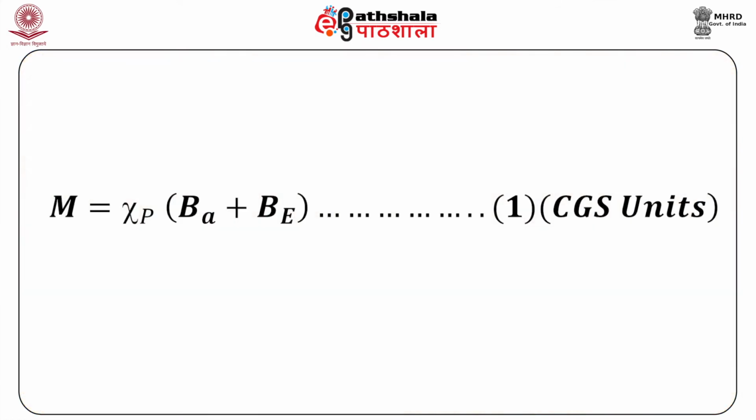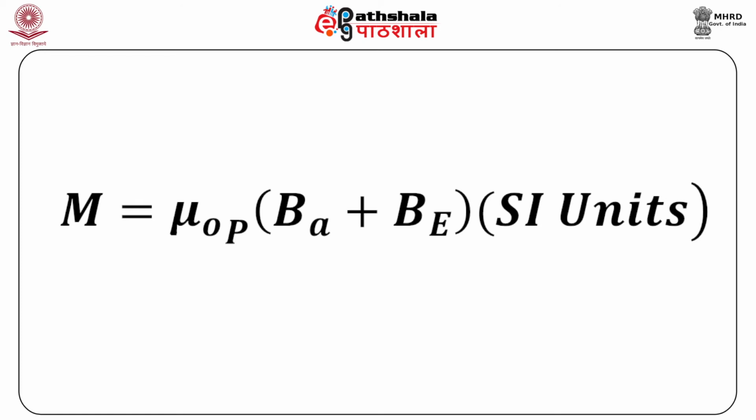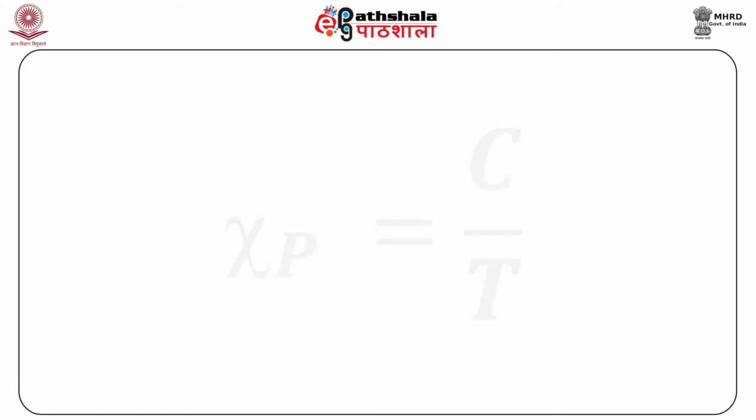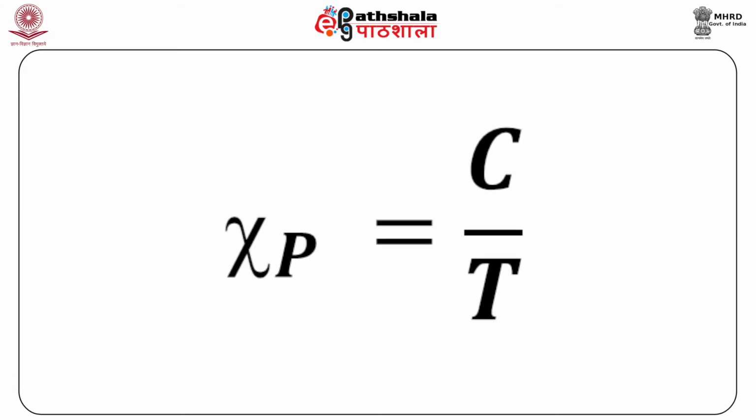If χp is the paramagnetic susceptibility, then M = χp(Ba + Be) in CGS units, and in SI units it will be M = μ0χp(Ba + Be). The magnetization is equal to a constant susceptibility times a field only if the fractional alignment is small. As we know, the paramagnetic susceptibility is given by the Curie law, that is χp = C/T, where C is the Curie constant.